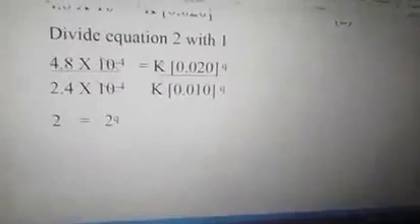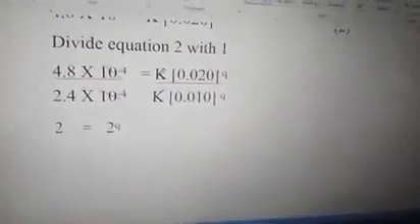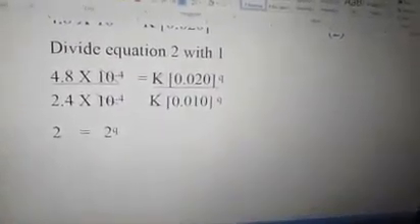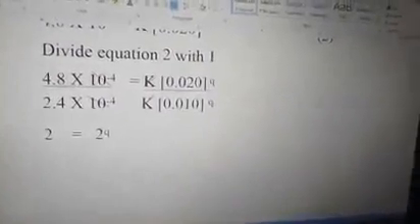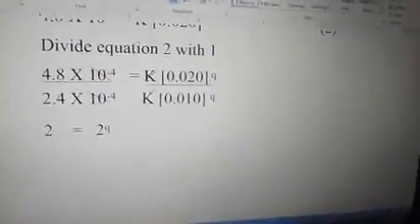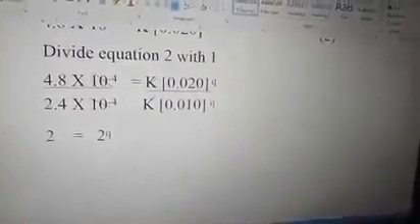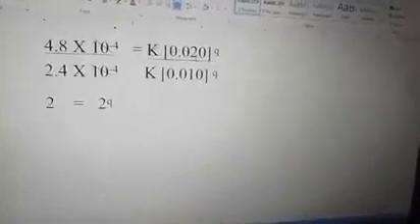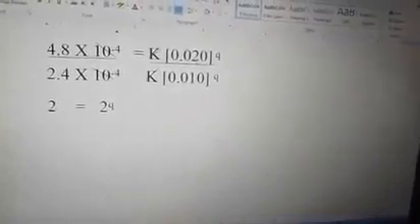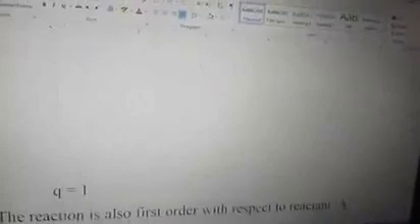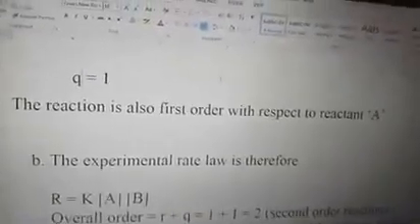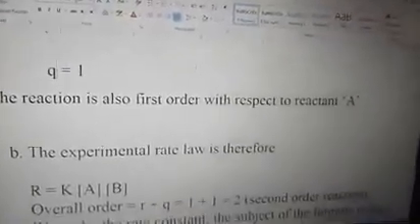So when we solve that, 4.8 to the power minus 4 by 2.4 raised to the power minus 4, when you divide, you get 2. Then 0.02 divided by 0.01, you get also 2 to the Q. So equal bases, we now take the exponent. Bases cancelling, we now say that Q is equal to 1. The reaction is also first order with respect to A.